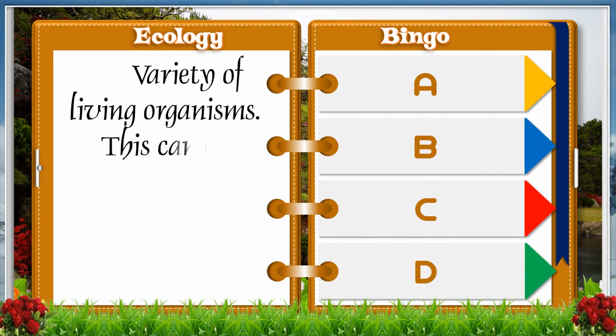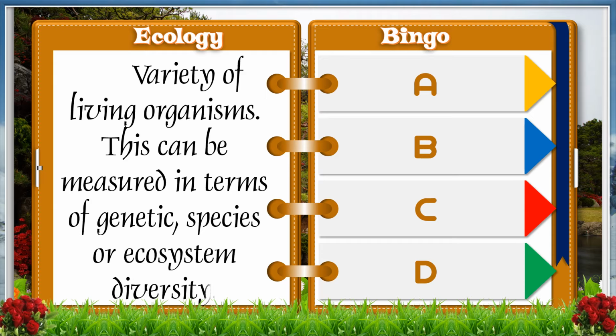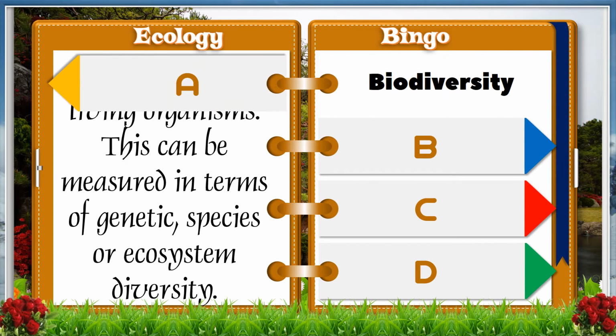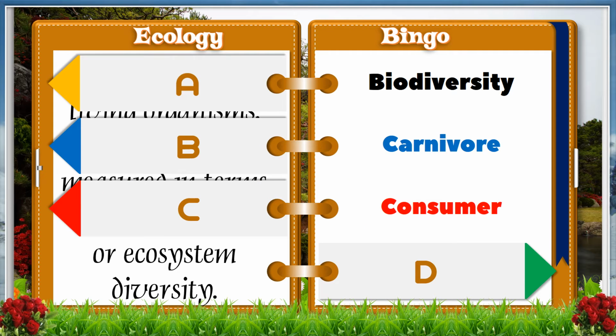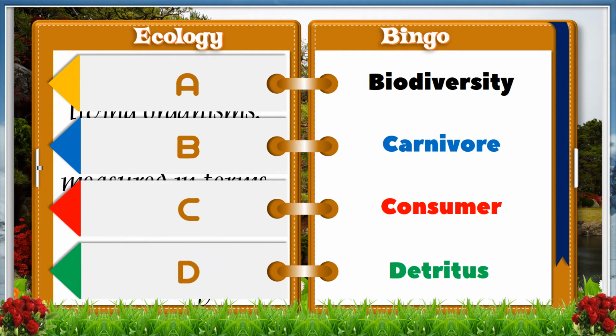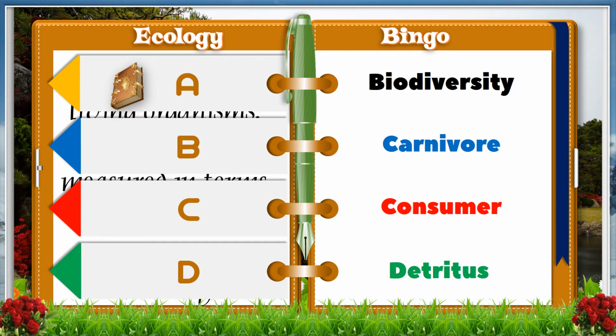Variety of living organisms. This can be measured in terms of genetic species or ecosystem diversity. A. Biodiversity. B. Carnivores. C. Consumers. D. Detritus. The answer is A. Biodiversity.